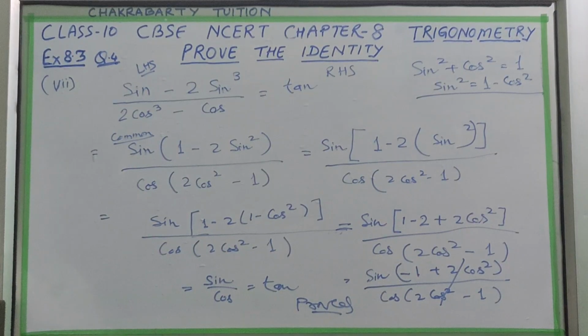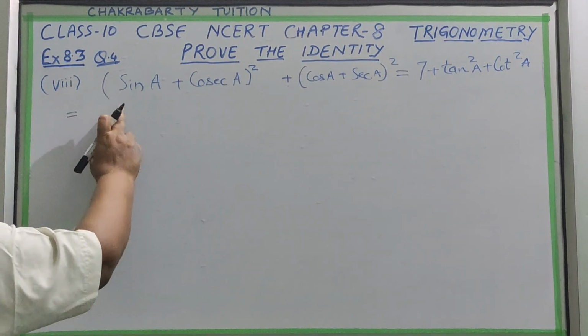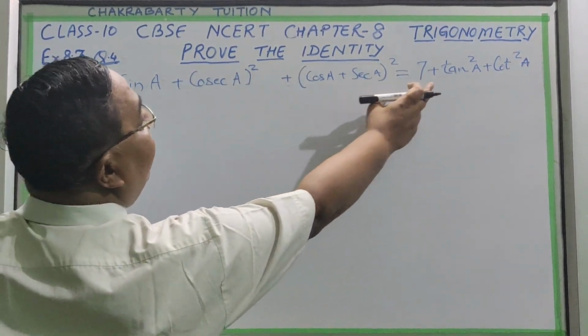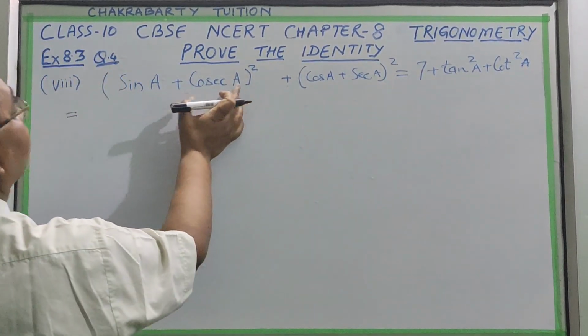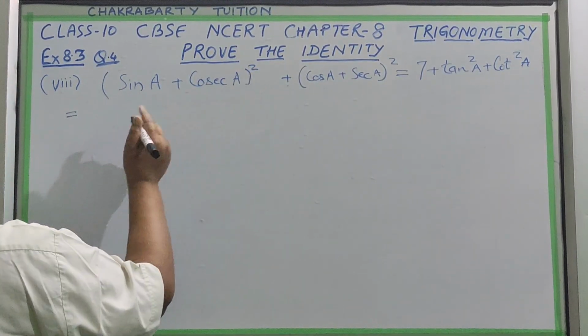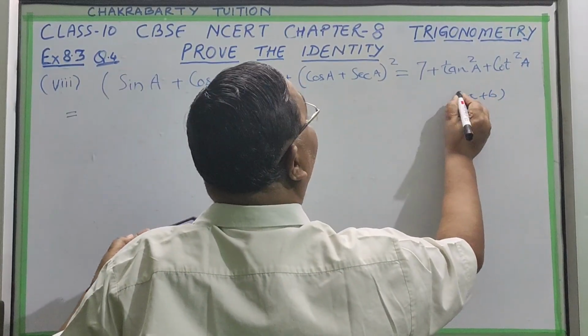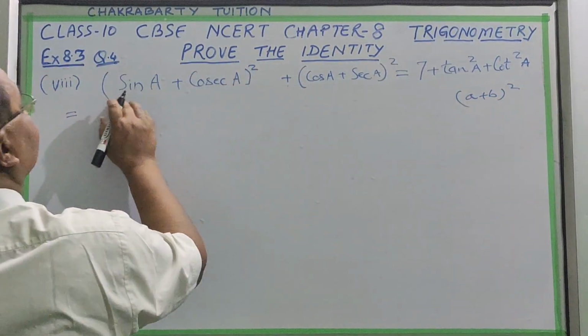Okay, I will grab and write the 8th question. Now, question 4, sub question 8. It is written and you have to prove this one. We will use the identity (a plus b) whole square, expanding it.